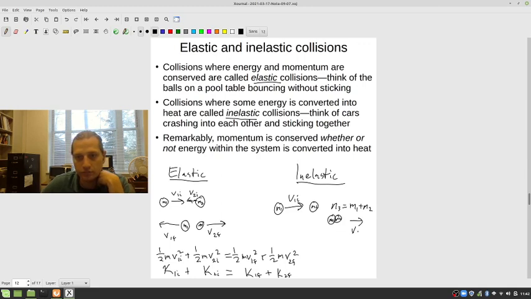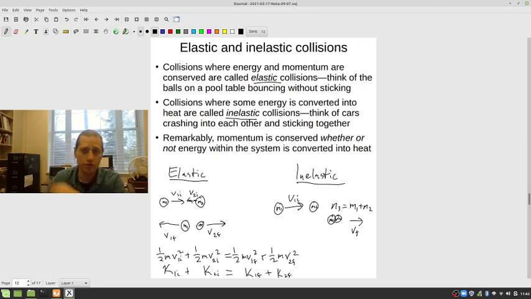I'll just call it V final. What you would find is that if you added up the kinetic energy of this plus the kinetic energy of that, you would find a bigger number than the kinetic energy of the final structure. Okay, so kinetic energy has not been conserved.